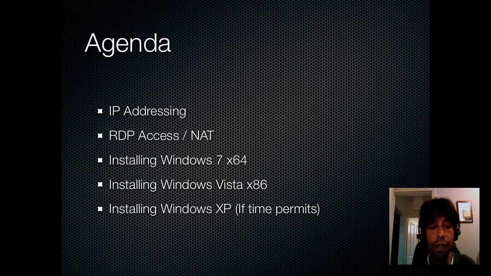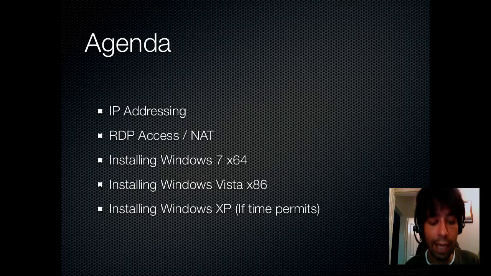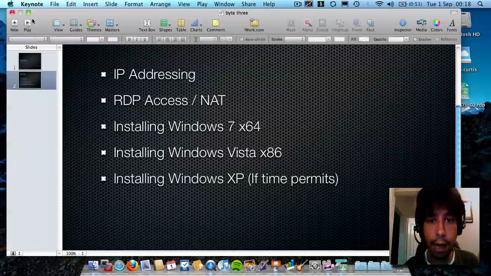Other than that, all I'm going to do is install Windows 7, the 64-bit edition, and Windows Vista, the x86, the 32-bit edition, and I may install Windows XP if time permits. So that's really the agenda for today, and let's get going.